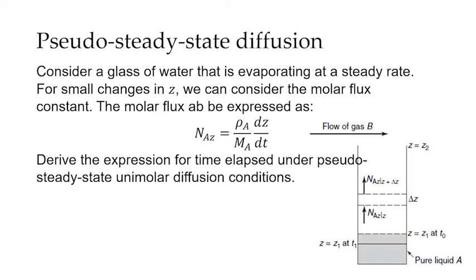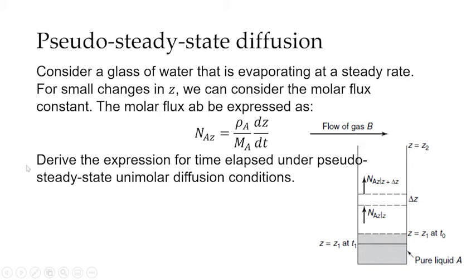For example, let's consider a glass of water, pictured here, that is evaporating at steady state. For small changes in z, wherein z is the water level, we can consider the molar flux to be constant. Therefore, the molar flux of the evaporating species can be expressed in this equation. We have N_Az is equal to rho_A over M_A times dz over dt. Rho sub A is simply the density of substance A. M sub A is the molecular weight of substance A.